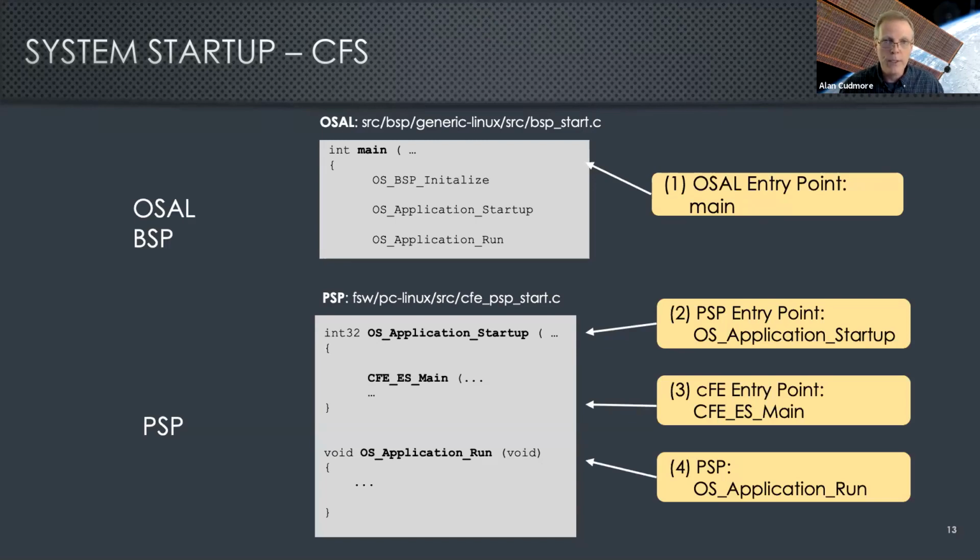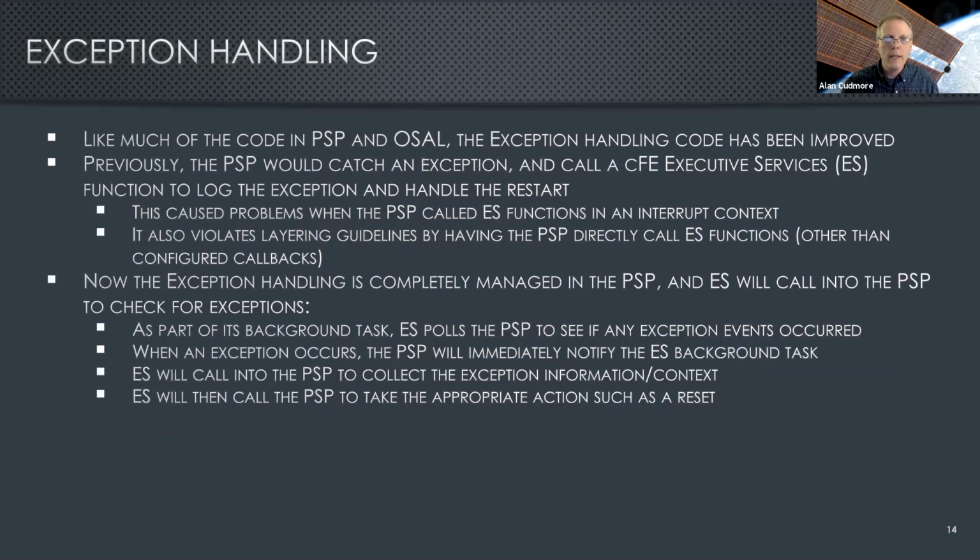But eventually it will return. And when it returns, the control flow goes back to the BSP start code at the top, where OS application run is called, just like our previous example. So again, OS application run is provided by the PSP here. So you can see how these two interact, and they each have their own specific functions without really being duplicated code. So next slide, please.